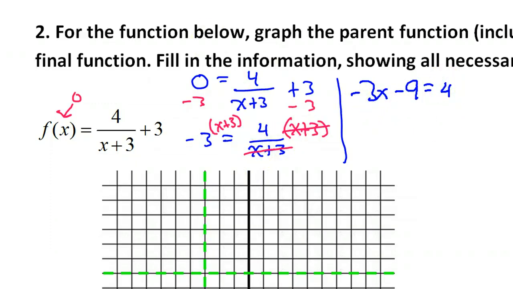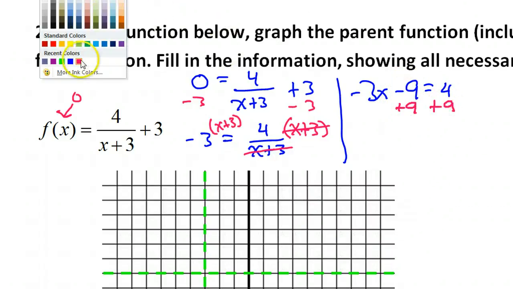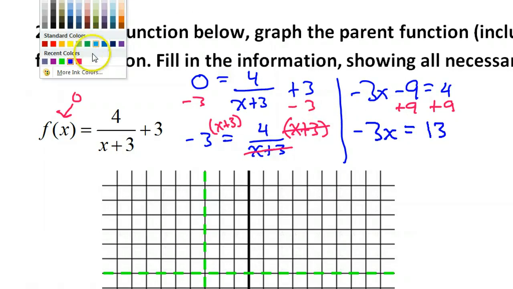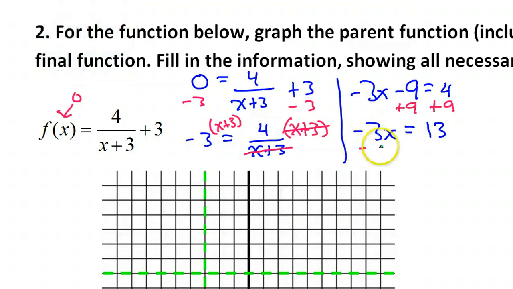Now I'm trying to solve for x, so I just keep going. I add 9 to both sides. Negative 3x equals 13. And next I'm going to divide by negative 3.